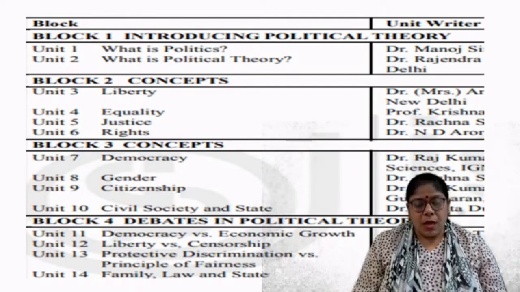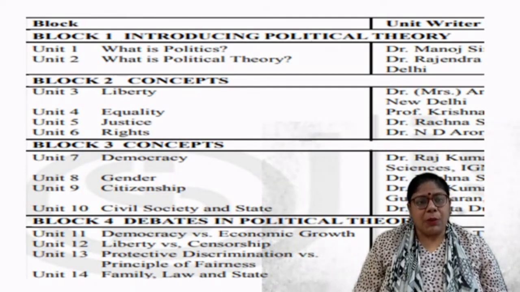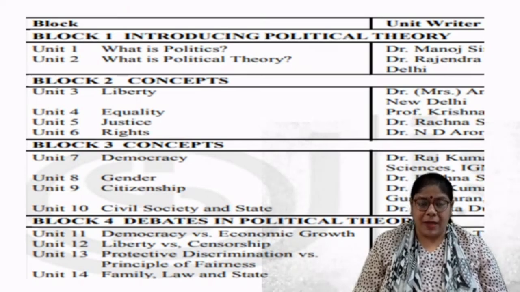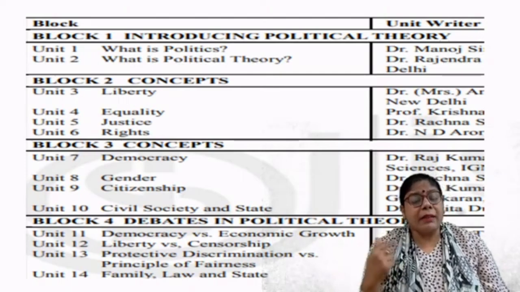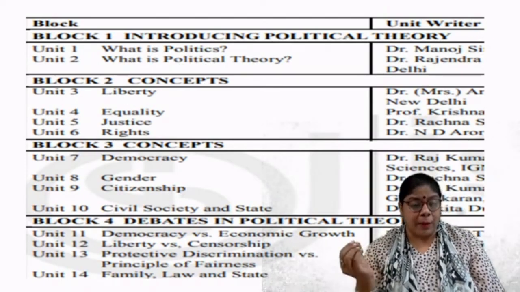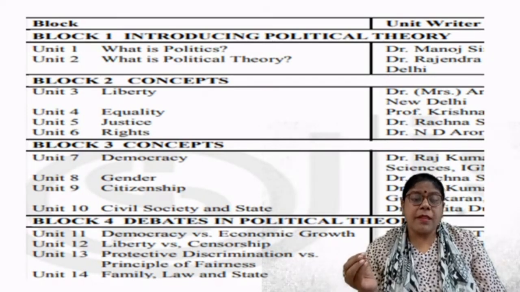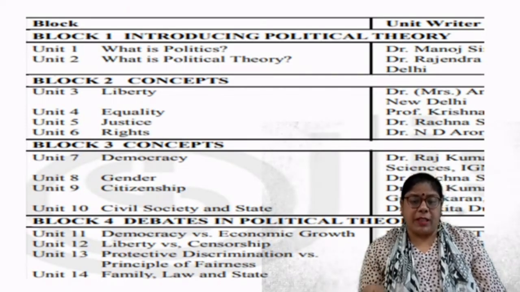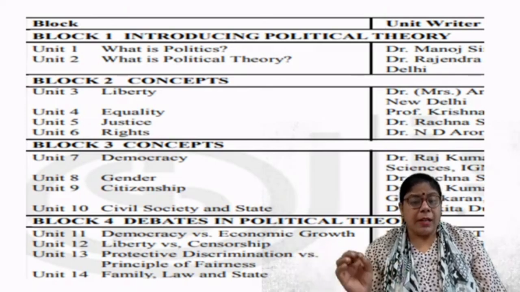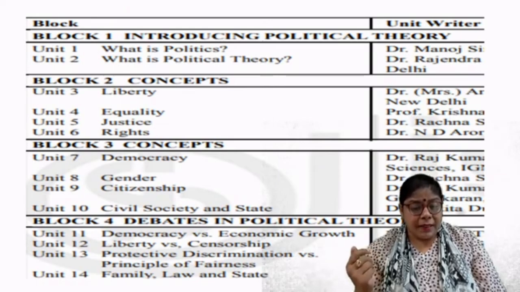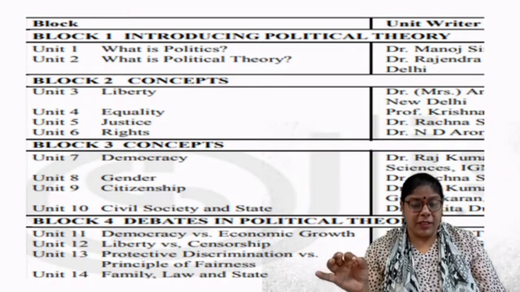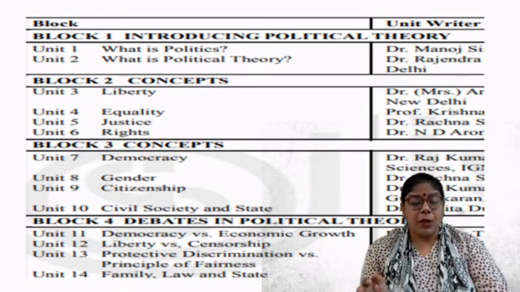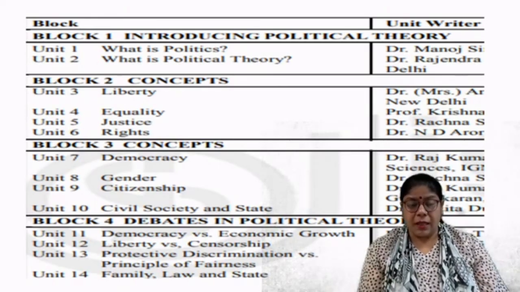And in block 2, we will study the concepts regarding liberty, equality, justice, right. Then in block 3, we will study the concepts of democracy, gender, citizenship, civil society and state. And block 4 is about debates in political theory, in which we will study very famous debates like democracy versus economic growth, liberty versus censorship, protective discrimination versus principle of fairness, family, law, and state. So there are 4 blocks and 14 units in total, which we will study in the classes.